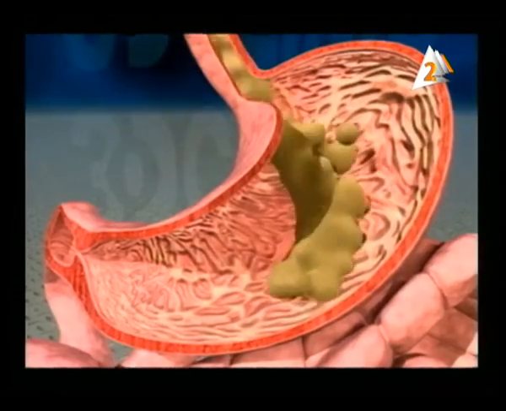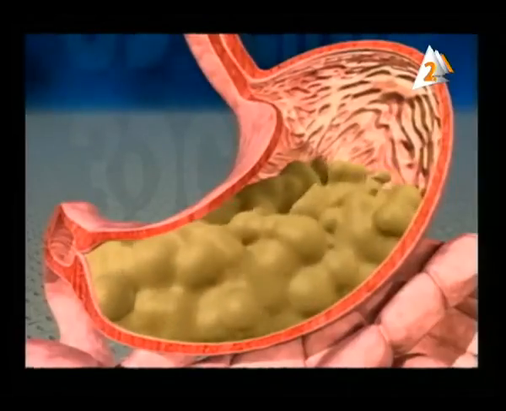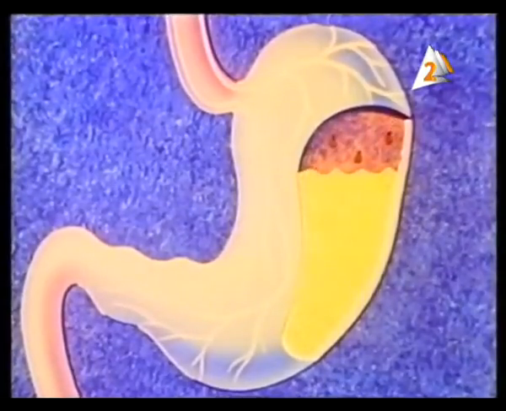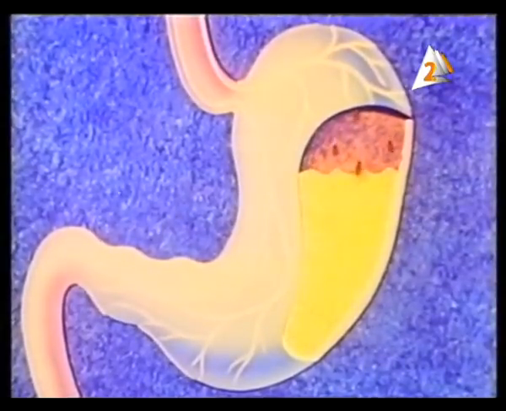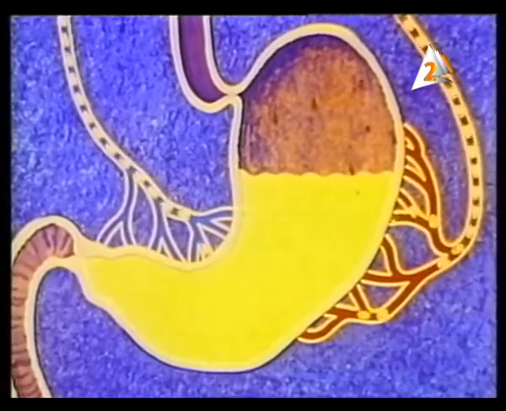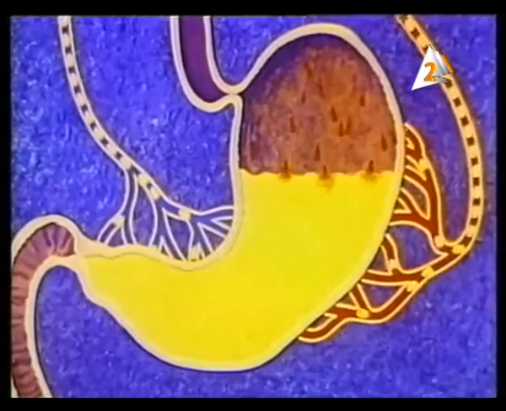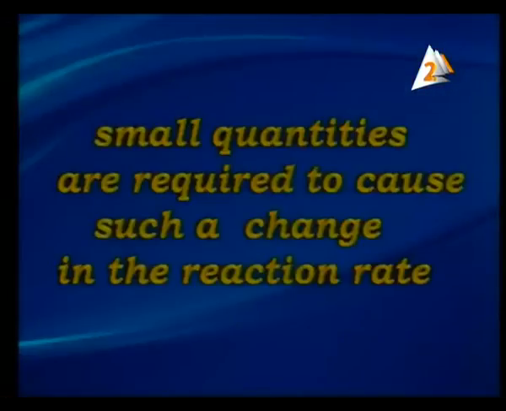We have different examples of catalysts, for example, biological ones in our stomach. We have some catalysts that are used in digestion of the food, like enzymes. Enzymes are a catalyst for our digestion of food. They work as the substance that speeds the division of large pieces of food into small pieces. Small quantities are required to cause such a change in the reaction rate.